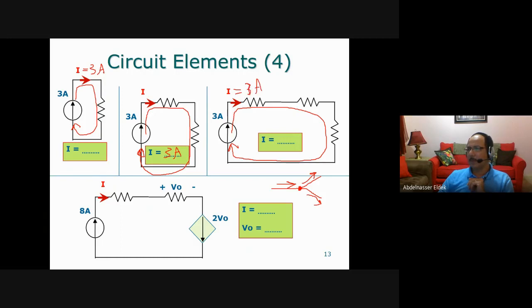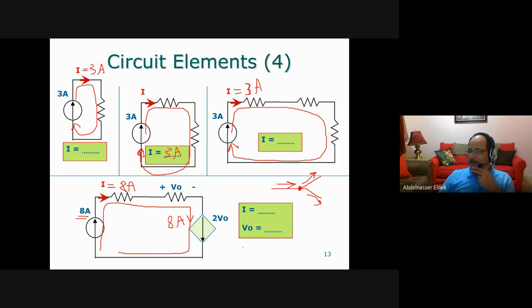For the last one, if this I is 8 ampere, then the current is 8 ampere. Now we know that the current is 8 ampere, so it will continue 8, continue 8, continue 8, right? Then the current even in this source is 8 ampere. It will not change. There is no reason for the current to change.